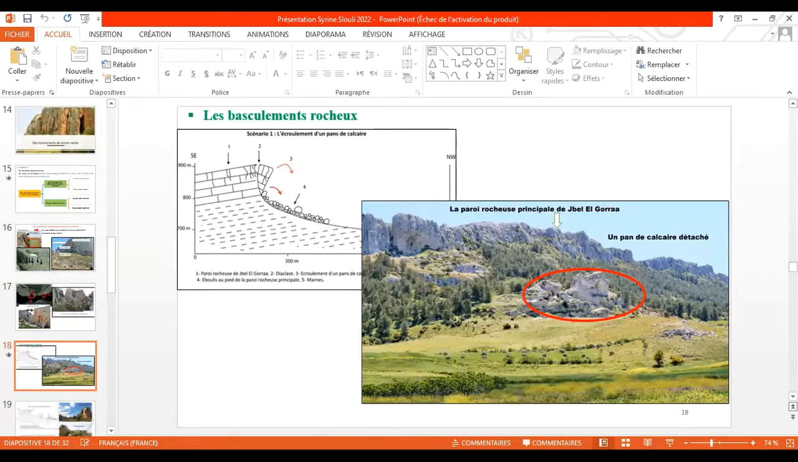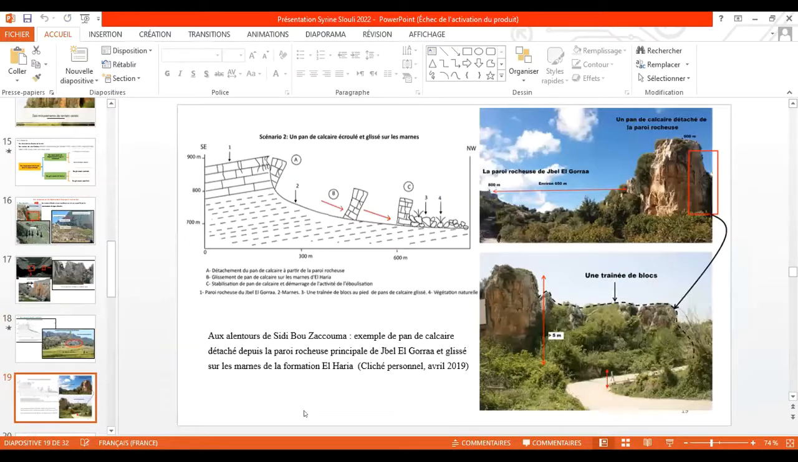Les basculements rocheux sont un peu partout. On trouve de grands pans du calcaire détachés de la paroi rocheuse, au contrebas de la paroi. Des pans du calcaire se détachent, s'écroulent et glissent sur les marnes. Ici, on a un autre exemple d'un basculement rocheux. Vous voyez la paroi rocheuse et un pan du calcaire détaché de la paroi rocheuse. Il est situé à environ 650 mètres de la paroi. Il a glissé sur les marnes.